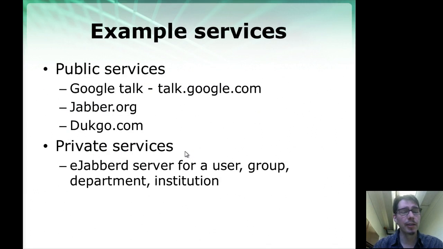For XMPP services, again, there are public services, Google Talk, Jabber.org, Duco.com, or you can deploy your own service. There are tutorials on our website that tell you how to deploy the ejabberd service, and it's quite simple to do so. So you could set up a server for yourself, if you have a VPN just for a single user, or for a group, for a department, for an institution.